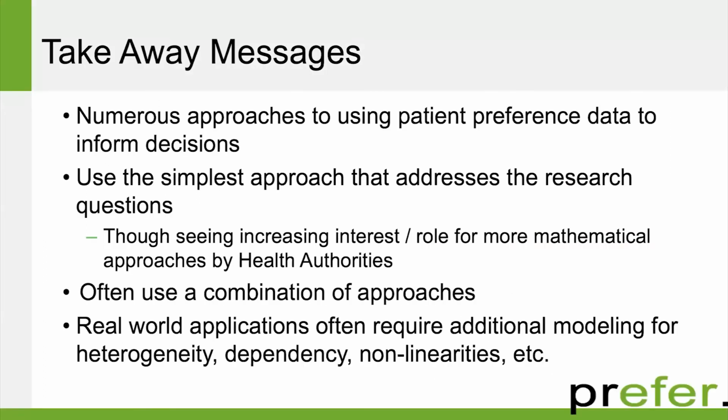So my takeaway message is there are numerous approaches that you can use to apply patient preference data to inform the decisions. And I went through the 3 classes of preference data on its own, preference and clinical data looked at in parallel, or preference and clinical data mathematically combined into quantitative benefit risk analyses. The general guidance is to use the simplest approach that addresses your research question. So I often use a combination of approaches.